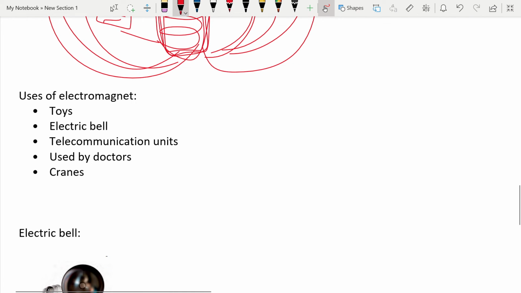Uses of electromagnet: toys, electric bell, telecommunication units, used by doctors, and cranes. When is it used by doctors? Maybe if something magnetic fell in your eyes, the doctors can use electromagnets to take it out. Cranes. Now the magnets, balls on cranes aren't really the big magnets which are found in nature. They are actually electromagnets.